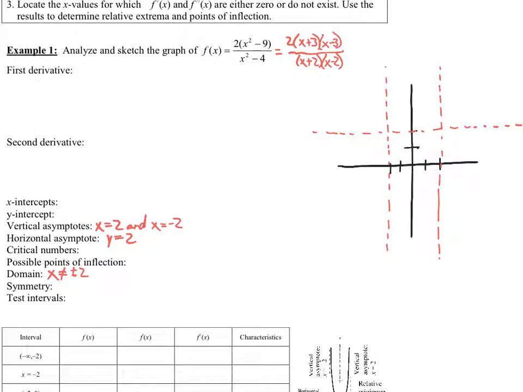Okay? Now, a couple other things we can do before we even start looking at our calculus is look at our x-intercepts and y-intercepts. All right, so what are our x-intercepts going to be? When y equals 0, so you set the whole thing equals 0. Okay, so what would that be? Negative and positive 3. Yeah, it's where the numerator is 0, so that's going to be at x equals plus or minus 3.